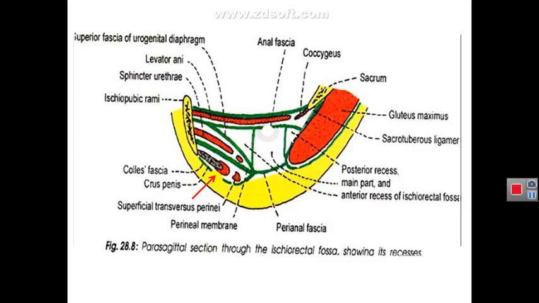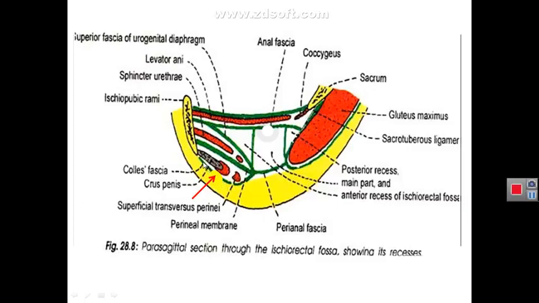Before passing into these details, I want to show you why I am putting this arrow. If you go back to the same figure that I demonstrated above, you will find that I'm putting a yellow spot here that is pointed by the red arrow. I'm interrupting the Colles fascia. I'm putting a space in the line of Colles fascia. Why is that?